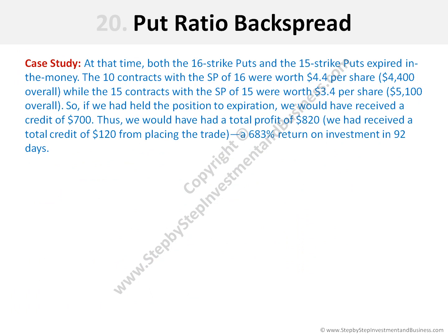At that time, both the 16 strike puts and the 15 strike puts expired in the money. The 10 contracts with the strike price of 16 were worth $4.4 per share, that is, $4,400 overall, while the 15 contracts with the strike price of 15 were worth $3.4 per share, that is, $5,100 overall. So, if we had held the position to expiration, we would have received a credit of $700.